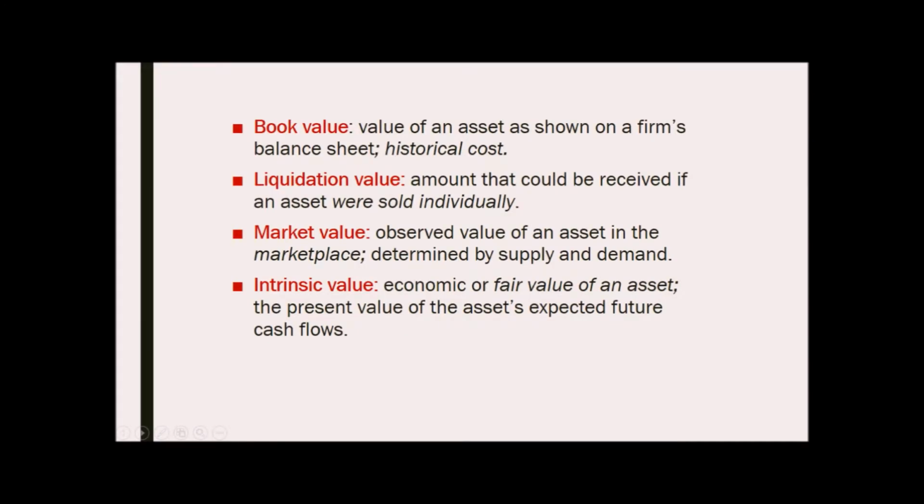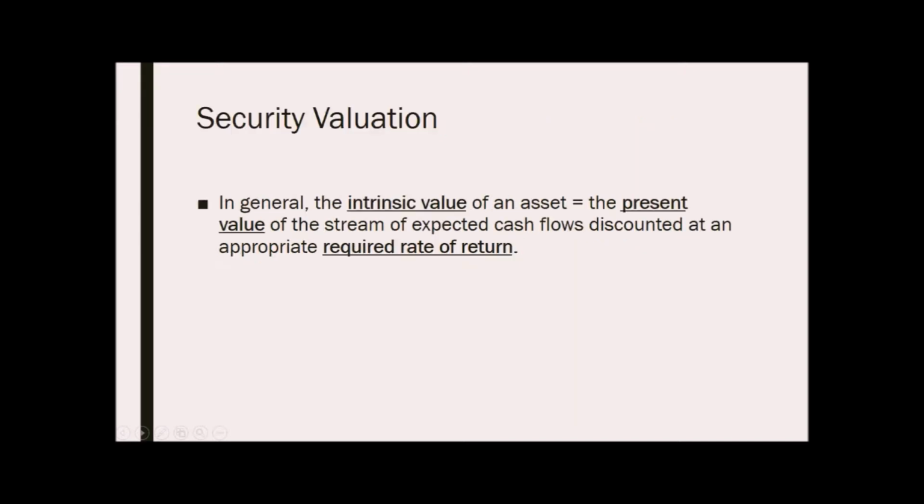The first one is book value, which is the value of an asset as shown on a firm's balance sheet. This is also known as historical cost. The next one is the liquidation value, which is the amount that could be received if an asset were sold individually. Next is the market value, which is the observed value of an asset in the marketplace. It is determined by supply and demand. Next is the intrinsic value, which is the economic or fair value of an asset. This is the present value of an asset's expected future cash flows.